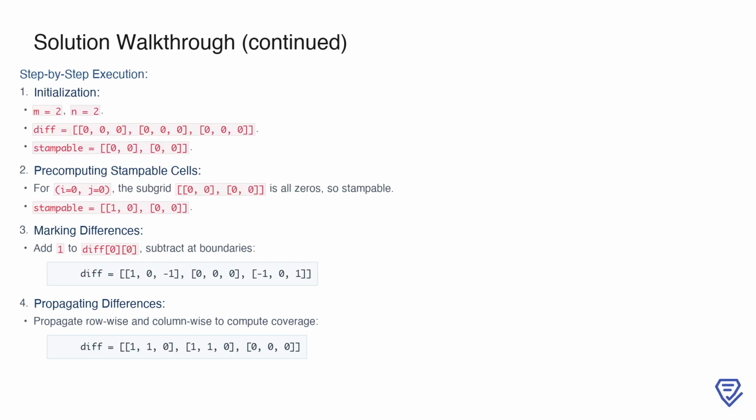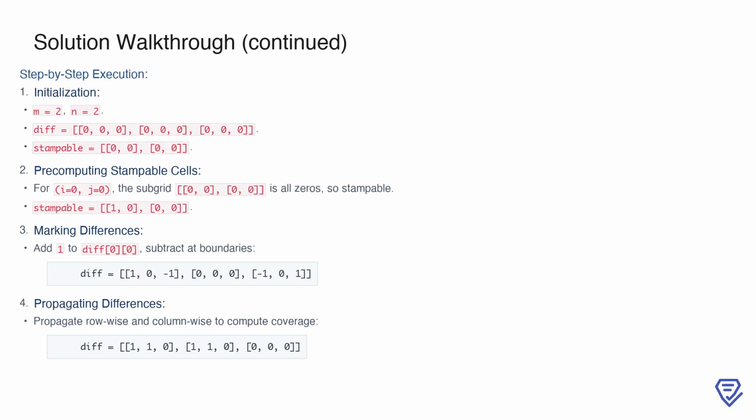Now, consider a fully stampable 2x2 grid. We start by initializing the grid dimensions and matrices as before. The diff matrix is a 3x3 matrix filled with zeros, and the stampable matrix is a 2x2 matrix initialized with zeros. During the pre-computation of stampable cells, we find that the subgrid 0, 0, 0, 0 is entirely zeros, allowing a stamp to be placed at position 0, 0.